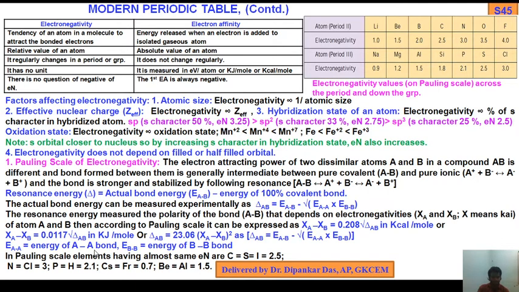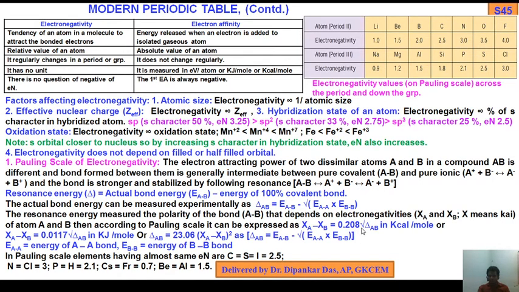Or delta_AB equals 23.06 times (chi_A minus chi_B) whole squared. This is also the Pauling scale. According to the Pauling scale, electronegativity can be measured by using these three equations or expressions. So chi_A minus chi_B equals 0.208 times the square root of delta_AB in kilocalorie per mole.